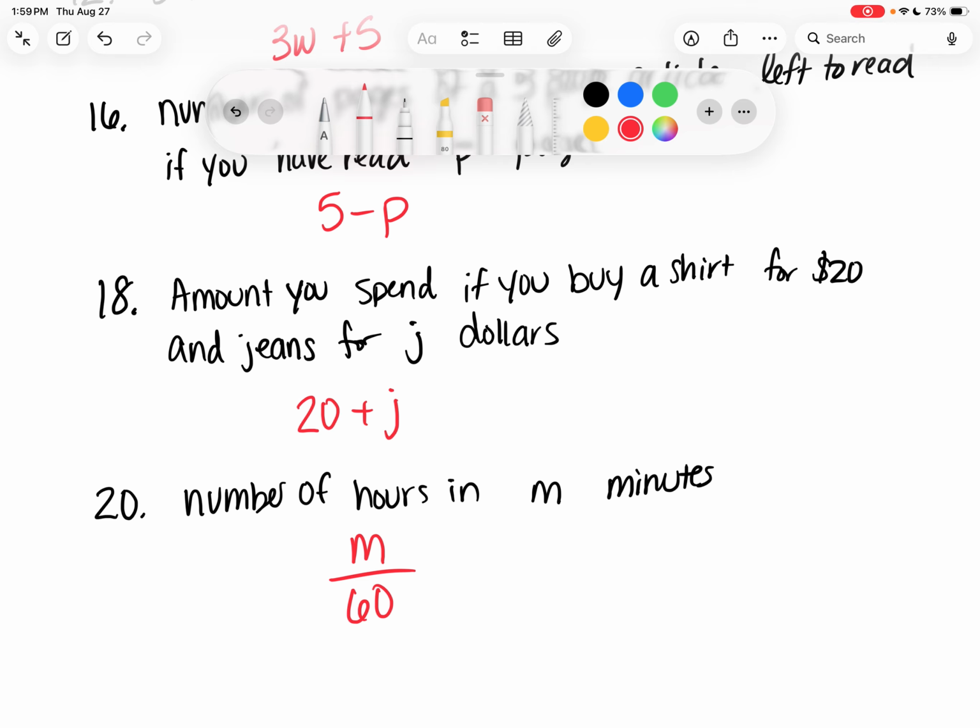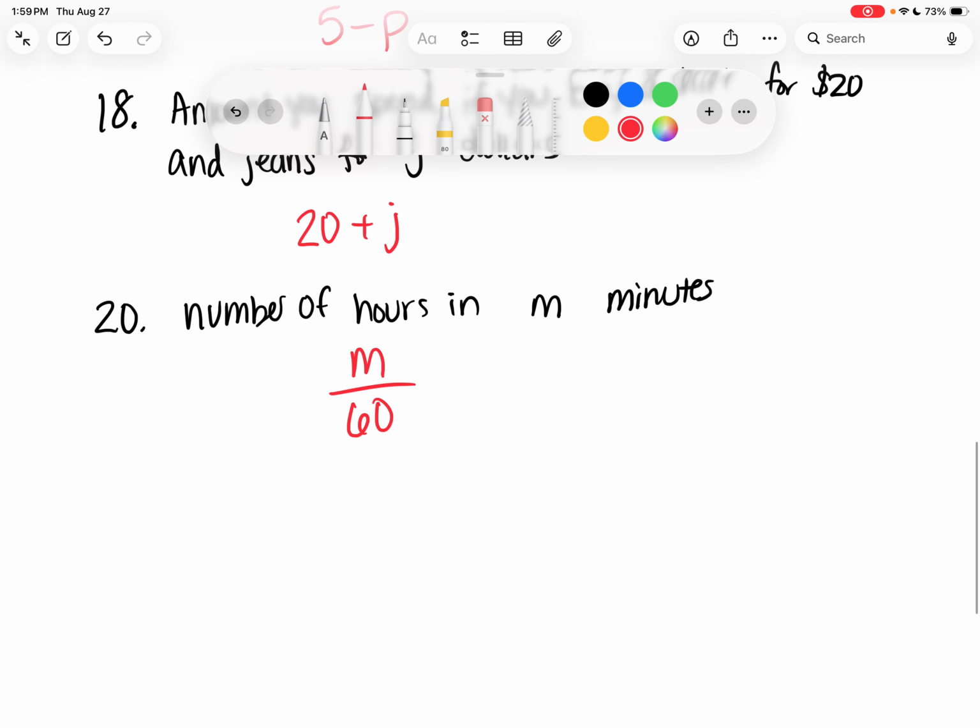Questions on these? All right, our last stuff is the rates, and so we're going to be converting the rate that we're given into feet per second. So let me just note that here. So we're going to be finding feet per second, but we're given something else. And so number 22, we have 300 yards in 1 minute.